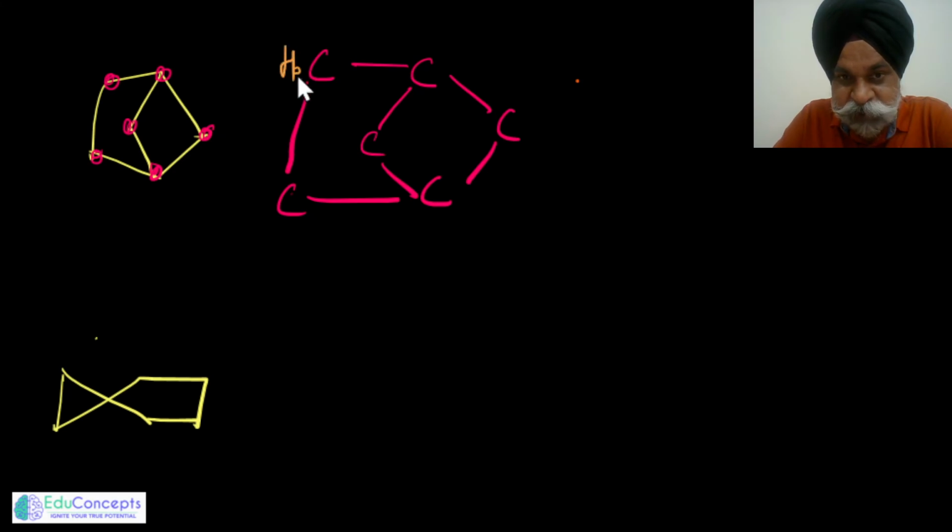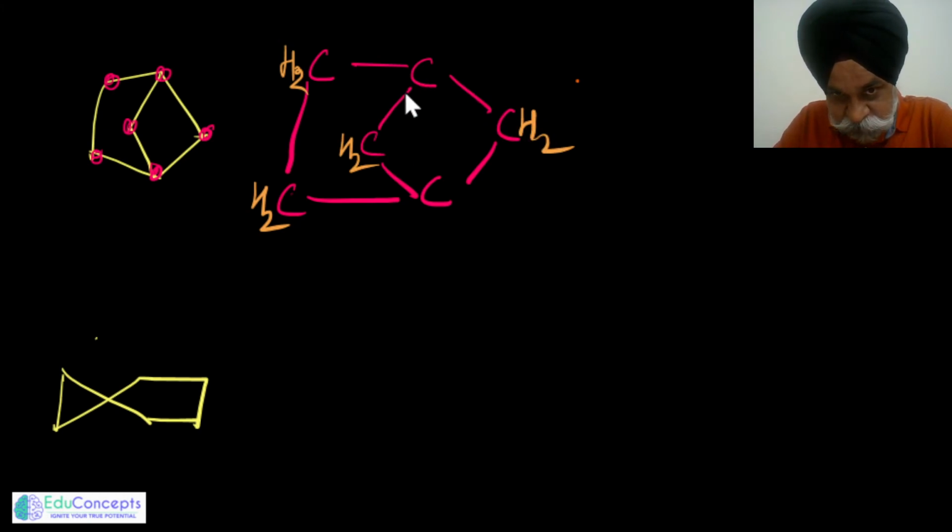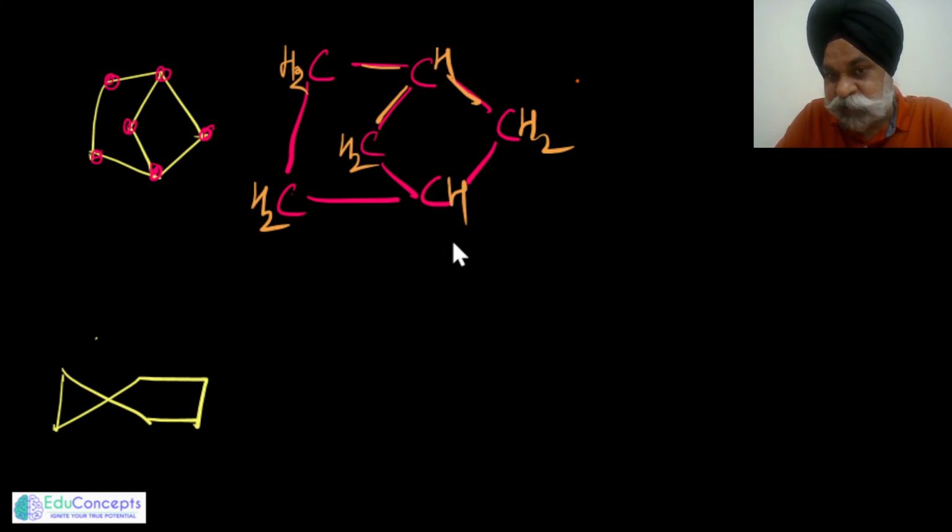How many hydrogens do we have here? CH2, because there are 2 bonds, CH2. This is also CH2, this is also CH2. But here you have 3 bonds already. So there would be 1 hydrogen, 1 hydrogen.